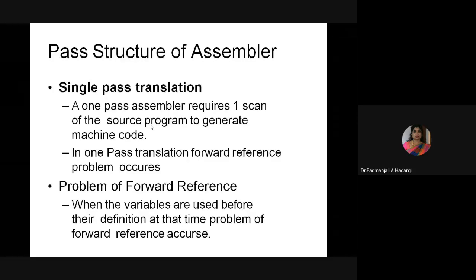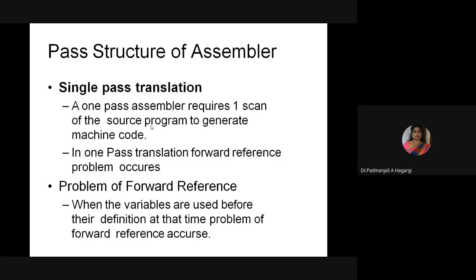It all depends on the type of the machine. There are some translators that take only a single pass, some that take two passes, and some that take multiple passes, and so on. So in a single pass translation, a one pass assembler requires one scan of the source program to generate the machine code directly.